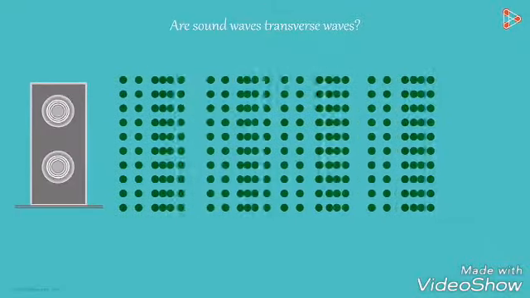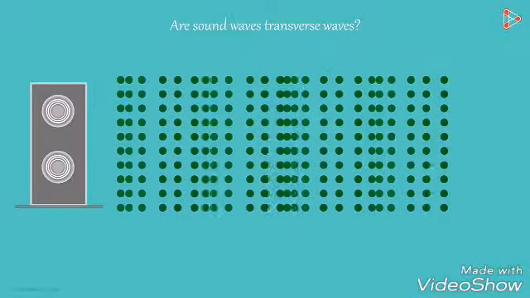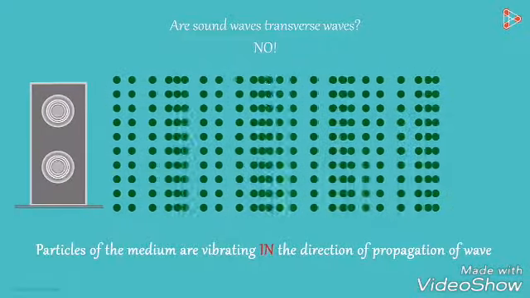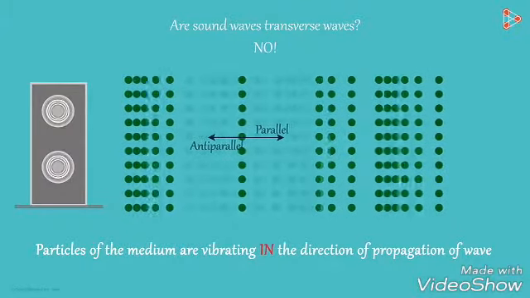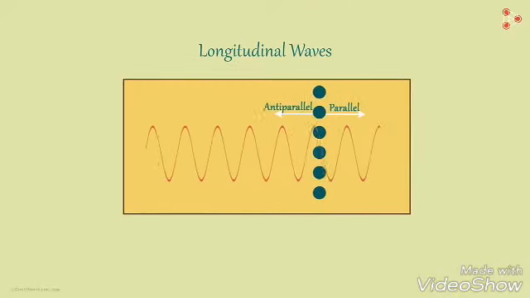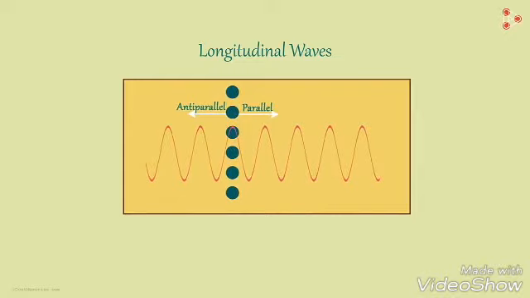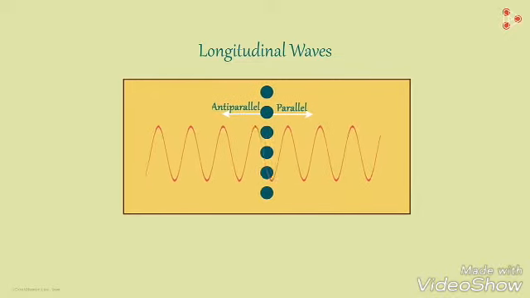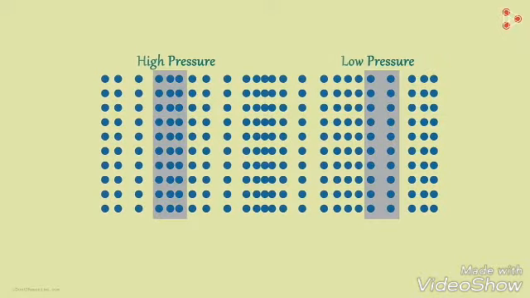So are sound waves transverse waves? The answer is no, and it's because the particles of the medium are vibrating in the direction of propagation of the wave. Here is a quick recap of what we did today. We saw that longitudinal waves are the waves in which particles of the medium vibrate in a direction parallel to the direction of motion. Sound waves are longitudinal waves. Sound propagates through the medium in the form of high pressure and low pressure regions. Hence, sound waves are also called pressure waves.